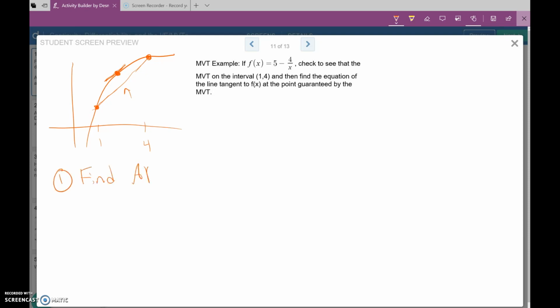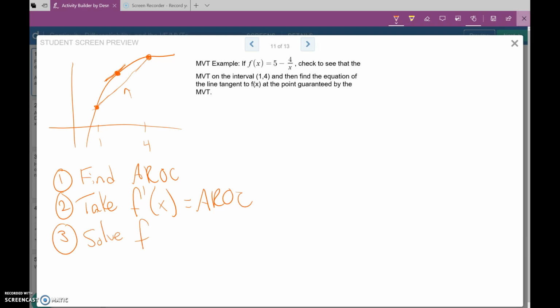So to do this problem, you need to find the average rate of change on this interval. Then you need to take the derivative of the given function and set it equal to that. So find AROC, take derivative, and set it equal to the AROC. Solve for x. That will tell you where this point is, and then plug x into f of x. And that'll give us the point, and we'll use point slope form. Okay, I'm going to pause it, and the solution will appear.